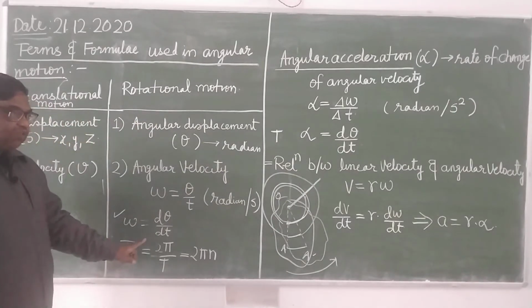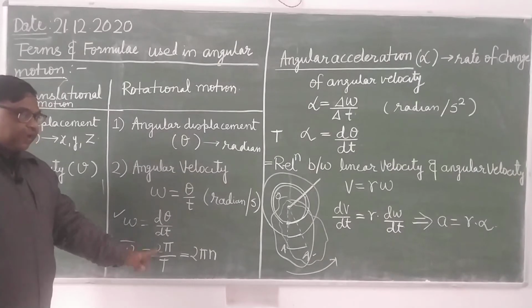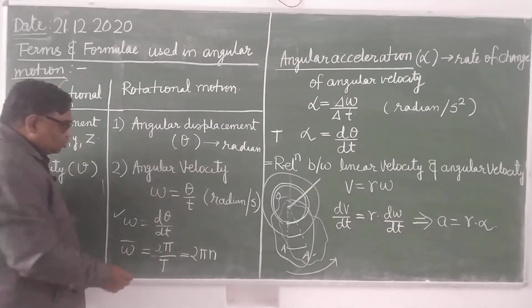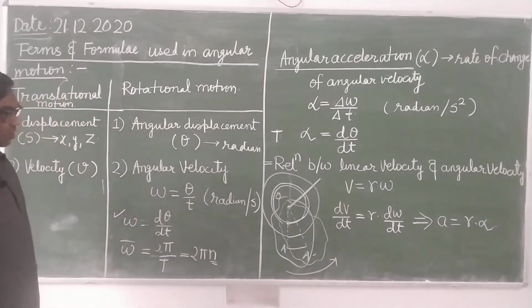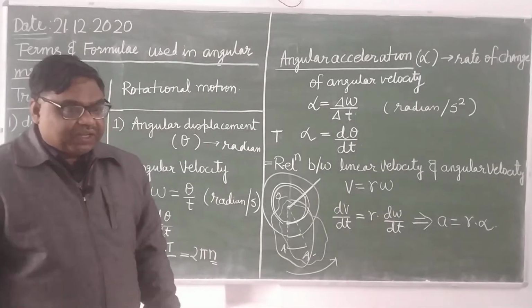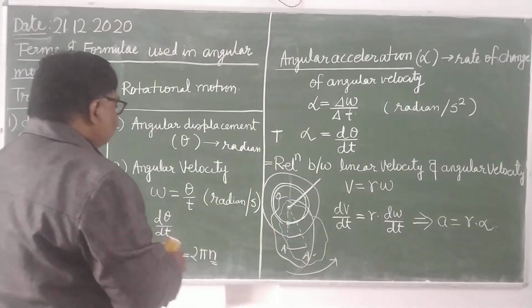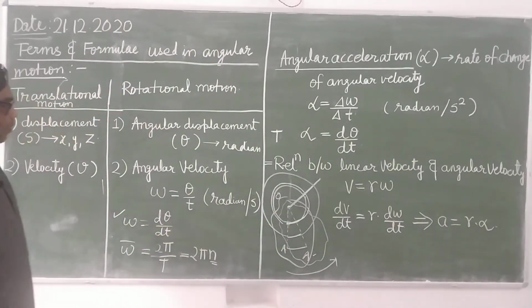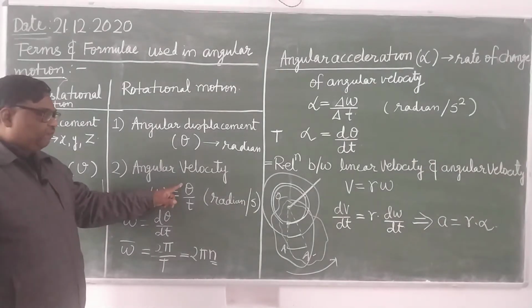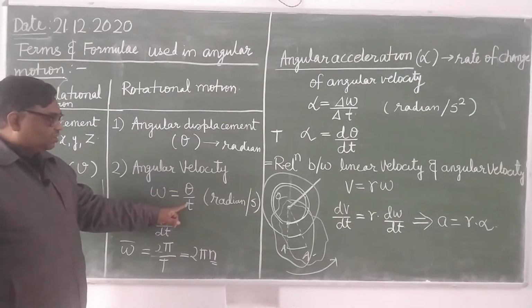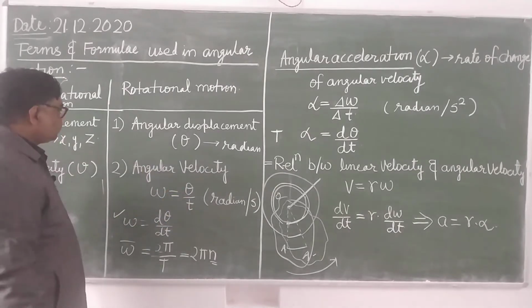So the average angular velocity is given by omega bar equals 2 pi upon T, equals 2 pi n. What is n? n is the frequency of rotation. What is T? It is the periodic time of the angular motion, the time in which one rotation gets completed. What will be the unit of angular velocity? Radian in the numerator and second in the denominator, so it will be radian per second.